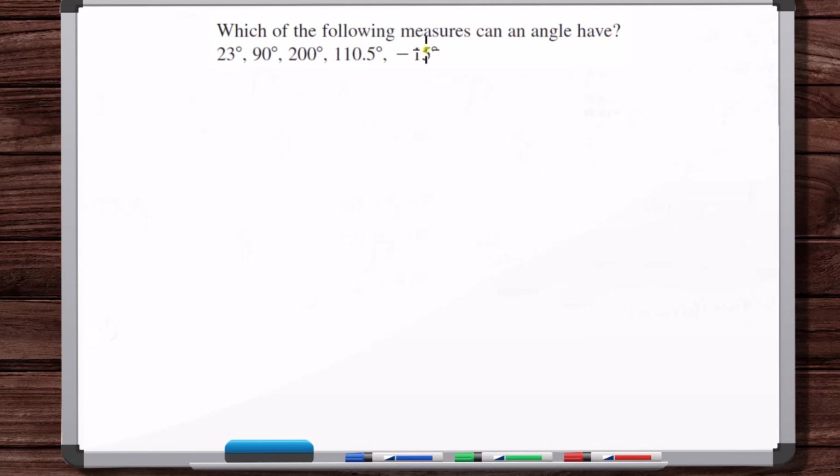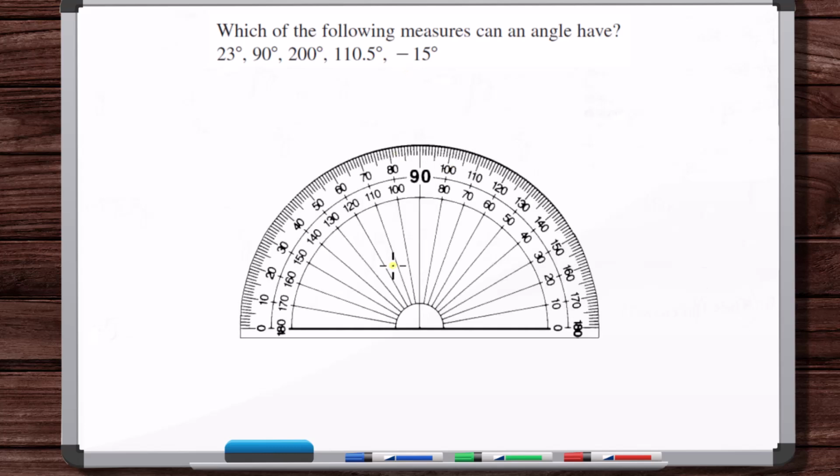Which of the following measures can an angle have? 23 degrees, 9 degrees, 200 degrees, 110.5 degrees, minus 15 degrees. Well, okay, this is a little confusing. Here's a protractor that goes from 0 to 180 degrees, but you could have a protractor that goes all the way to 360. The answer here is every angle except for minus 15.